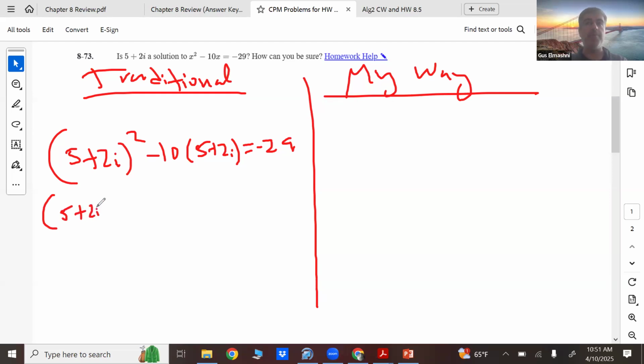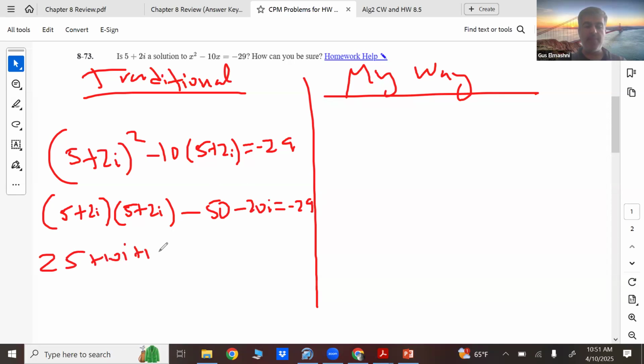You can't do it separately, though, because there's two things inside. Remember, if there are two things inside, you've got to FOIL, right? And that's kind of a pain. I'm going to distribute the 10 while I'm at it. So I get this. Okay, let's do it. You get 25 plus 10i plus 10i plus 4i squared. Be careful, there's a lot of negatives going on here. Negative 50, negative 20i. And I'm really running out of space here. Equals negative 29.